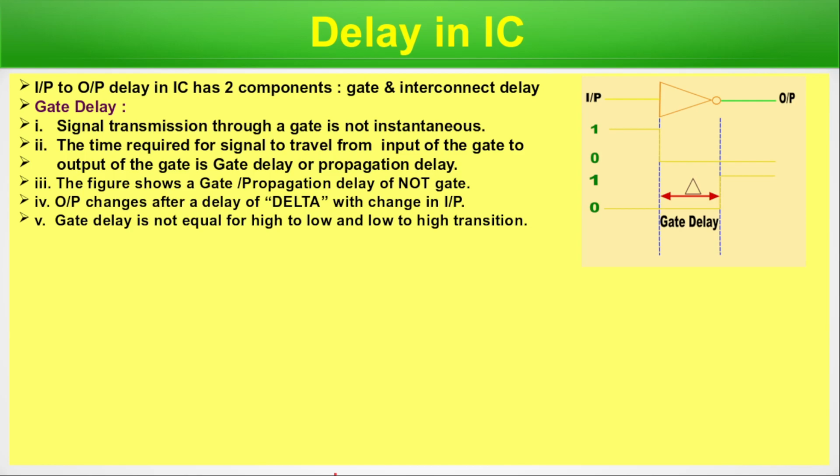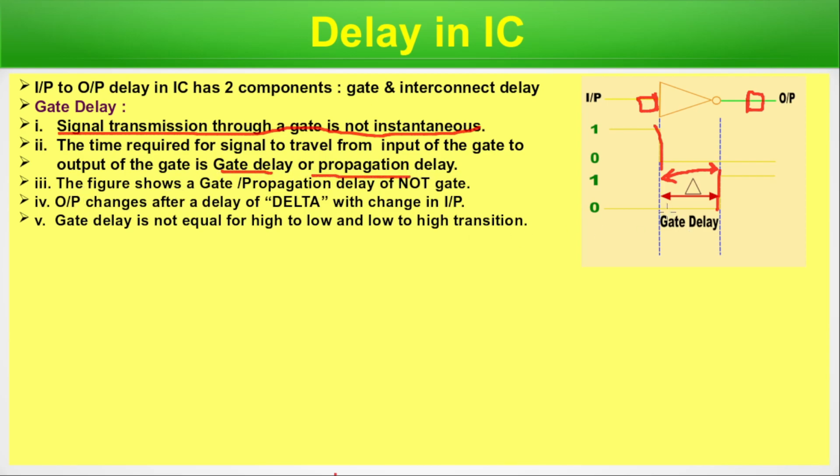First, gate delay. Signal transmission through a gate is not instantaneous. Take a NOT gate: when the input changes, we don't get the desired output instantaneously. It takes a finite time shift. When a 1 to 0 transition happens at the input, the output should be a 0 to 1 transition, and we get it, although after some time delay. That is gate delay. The time required for a signal to travel from the input of the gate to the output of the gate is gate delay, also called propagation delay.